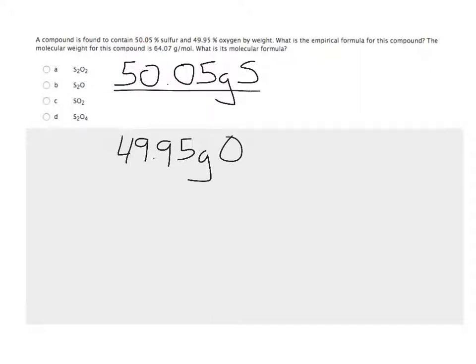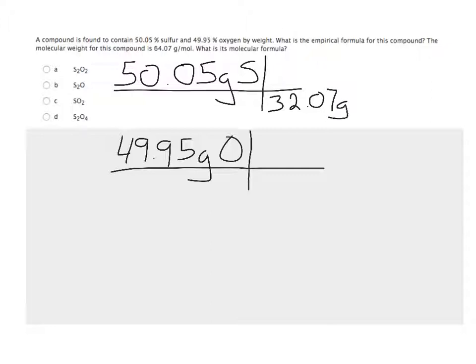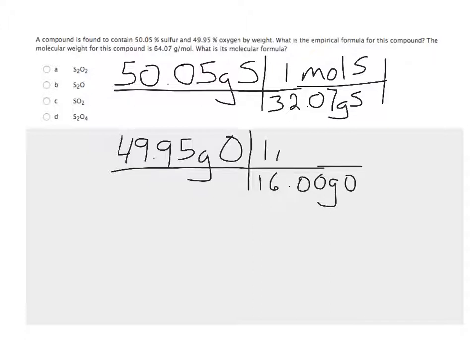And then we're going to convert that to moles using the formula mass that we get from the periodic table, because it's the same number as the atomic mass. Its unit is in grams per mole though. So we look on the periodic table for the atomic mass of sulfur and we find it to be 32.07 grams is equal to 1 mole of sulfur. And then 16.00 grams of oxygen is equal to 1 mole of oxygen.